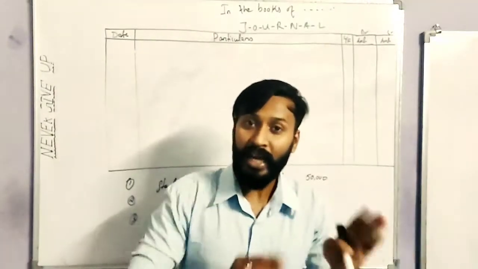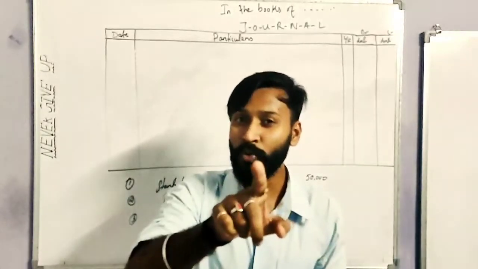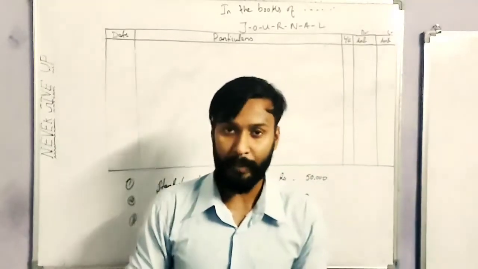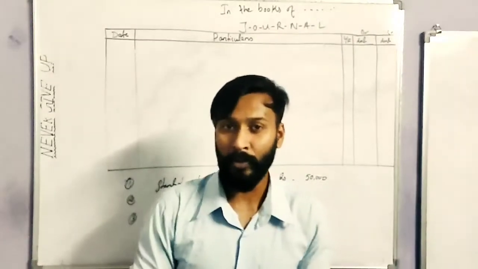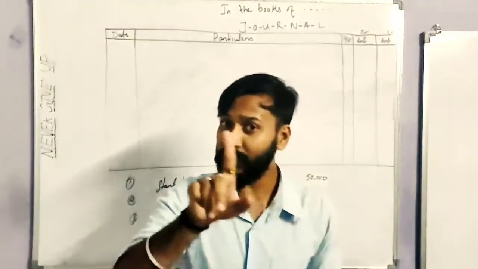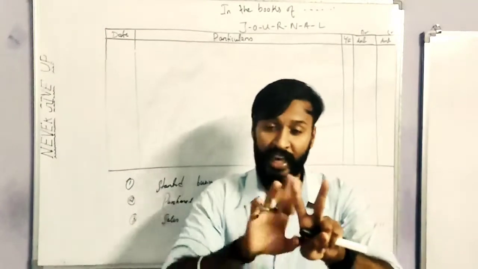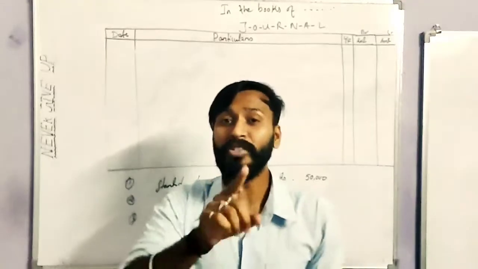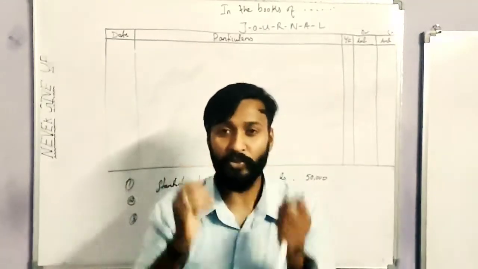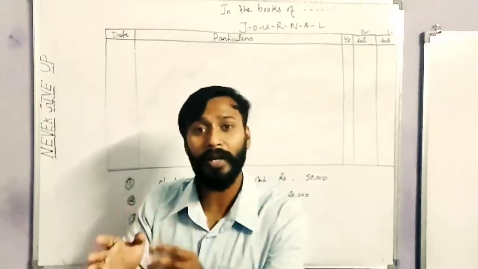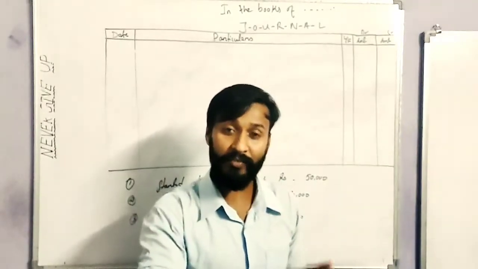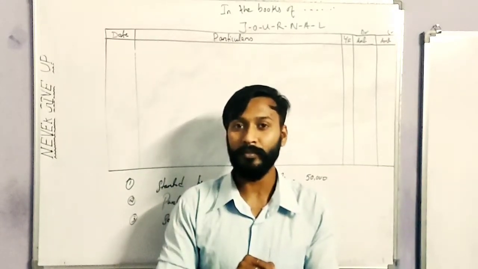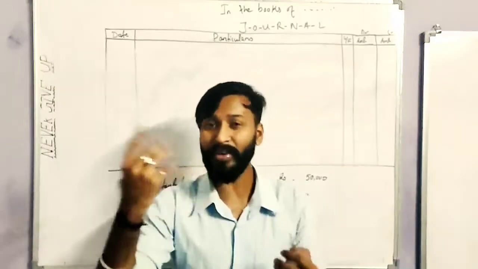One is cash account, another one is capital account. Capital is what? The person who invests the amount in a business. Listen to it very carefully. Cash will come under real account because it is an asset. Capital will come under personal account because the investment is made by an individual or by a group of individuals.